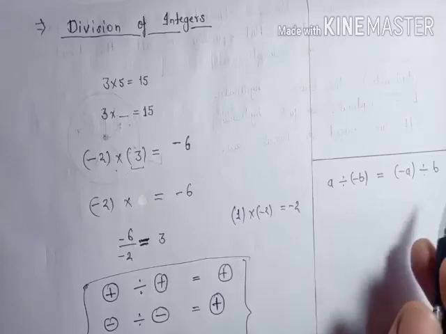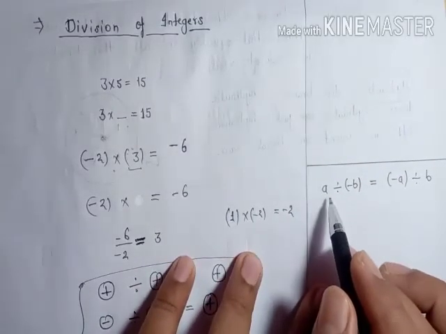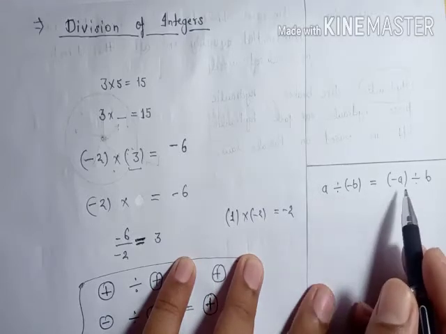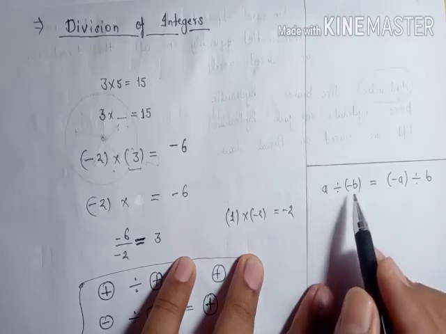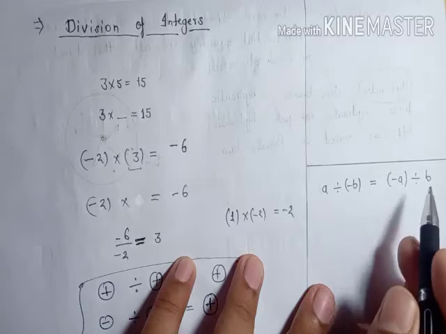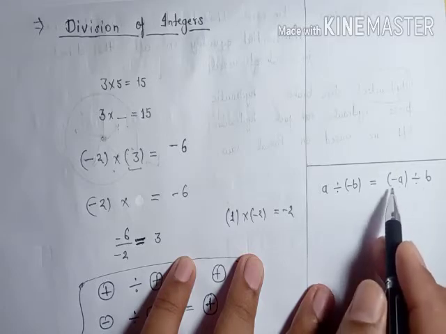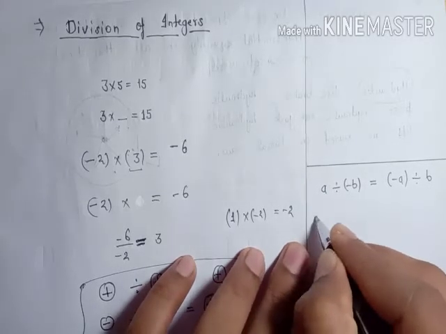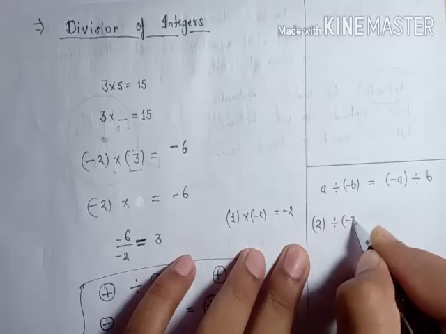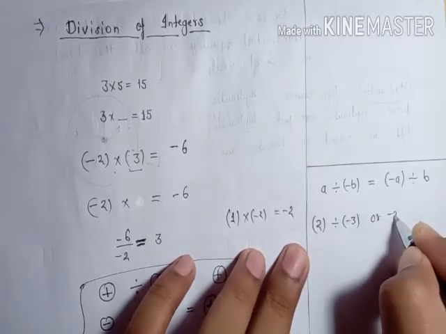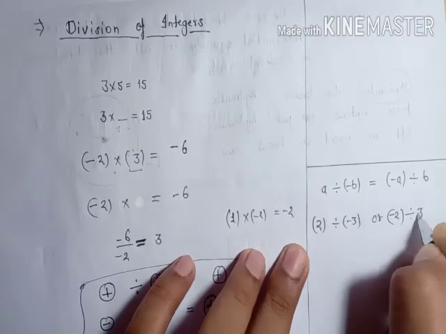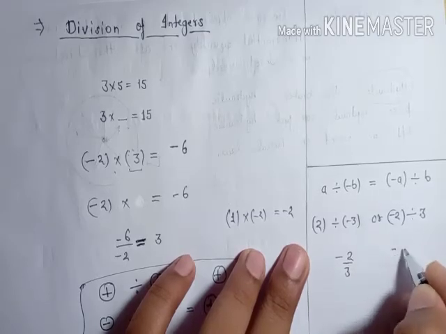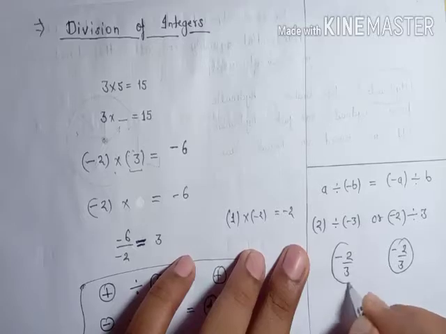Here something is written and you have to keep your attention here. When a positive integer a is divided by negative integer minus b, that is, a and b are integers here, and for the same integers when a negative integer is divided by a positive integer, in both cases the result is the same. It means if you divide 2 by minus 3 or you divide minus 2 by 3, in both cases the result is the same. What is the result? Minus 2 upon 3, and here it is minus 2 upon 3.